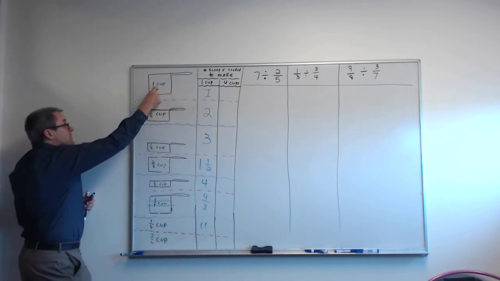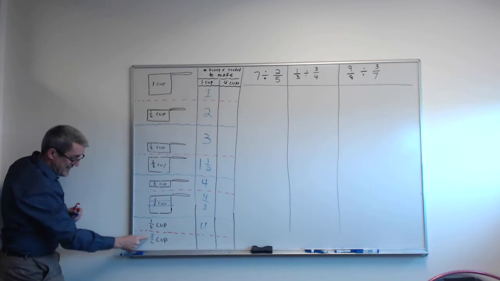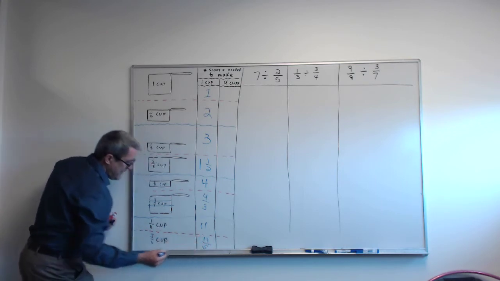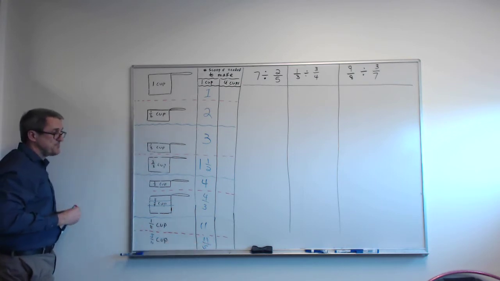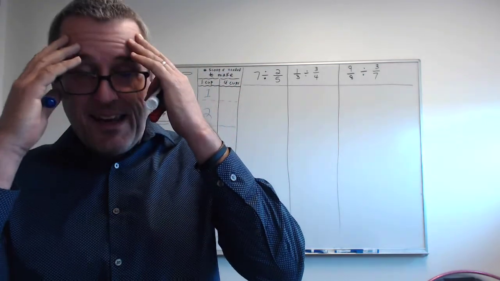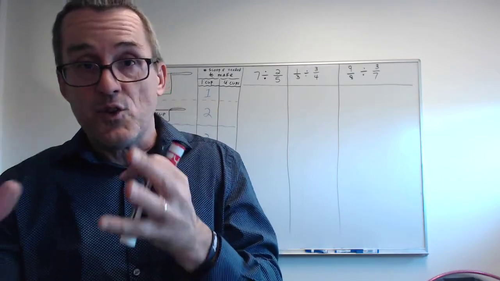11 of these fill this up. If you make the cup 5 times the size, then you're going to need 1/5 as many of those scoops. Now, that's the first thing. You kind of have to get that idea of the size of the scoop and how many scoops.